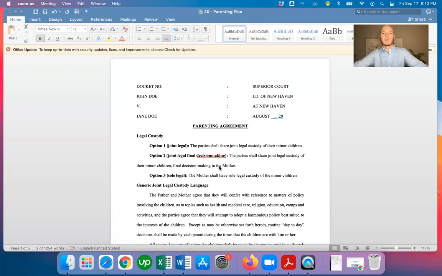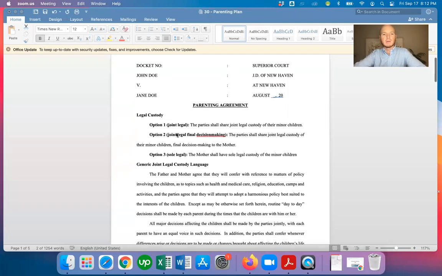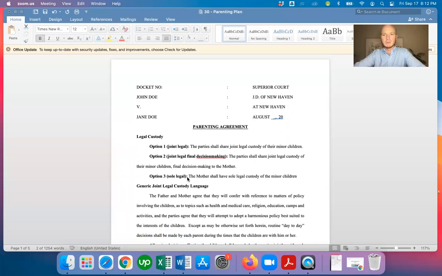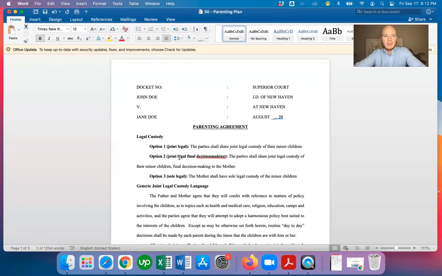And I've created a parenting plan and shown you some options of what various parenting plans can look like. So first, it's generally going to deal with legal custody. So I've created a couple of different scenarios here. So your standard joint legal custody will say that the party shall share joint legal custody of the minor children.